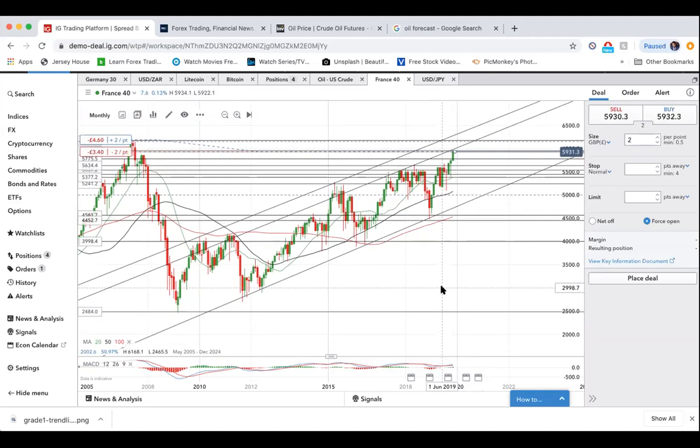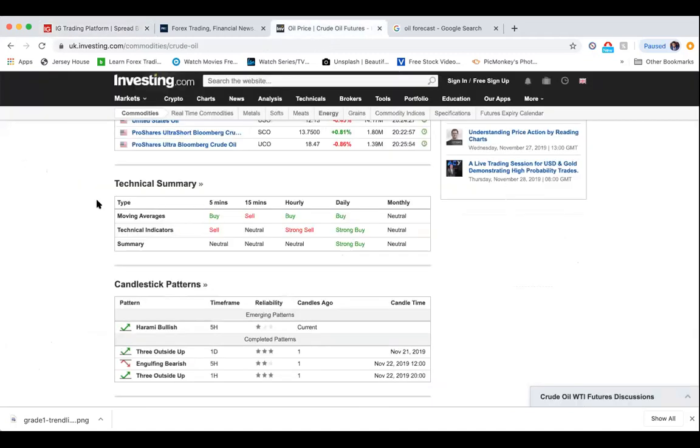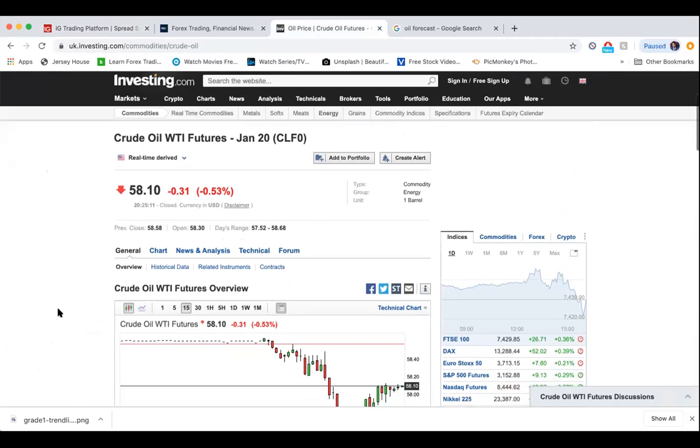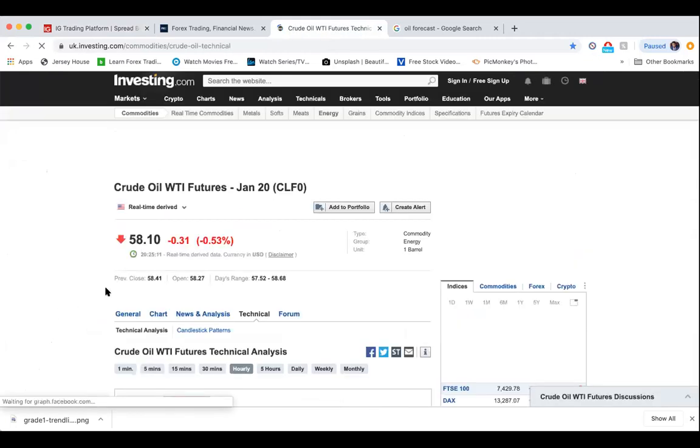So take more trades, please, guys. I believe you know how to execute a trade now. It's very, very simple. Look at a market, do your analysis, look at those websites that I've shown you. For example, if you wanted to check crude oil, look at what crude oil is saying, go to technicals, yeah?